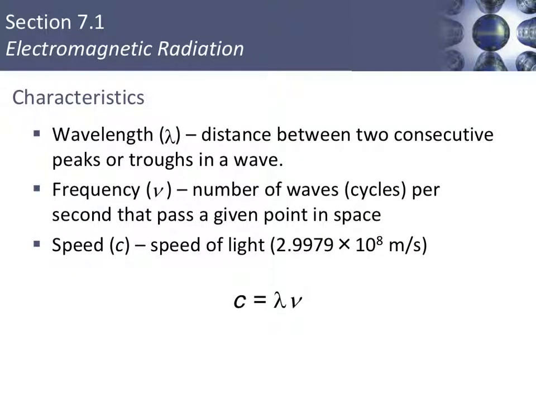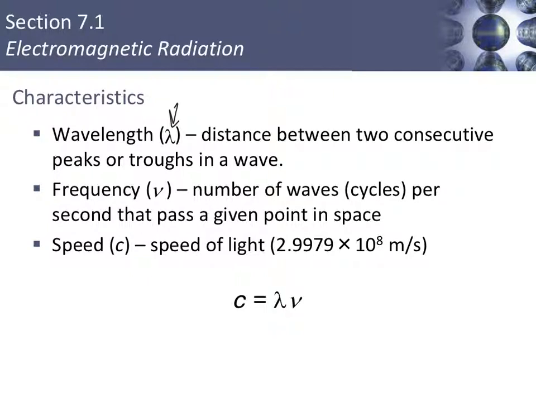Now, the wavelength, as the name implies, is the length of the wave. It's the distance between the top of one wave and the top of the next, or the bottom of one wave and the bottom of the next. The distance between equivalent points on a continuous wave. It's represented by this symbol in equations, so you'll see that for wavelength.